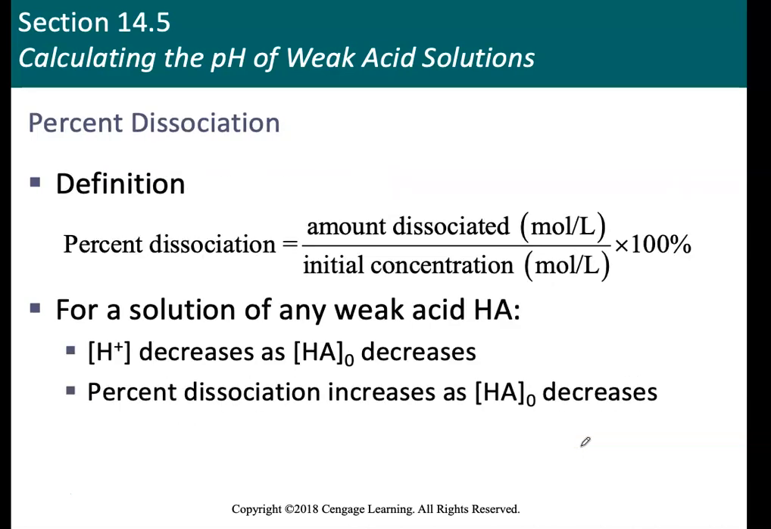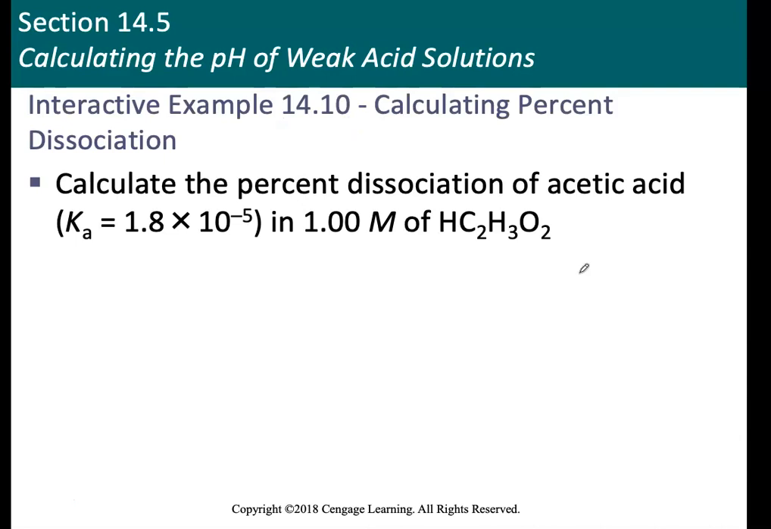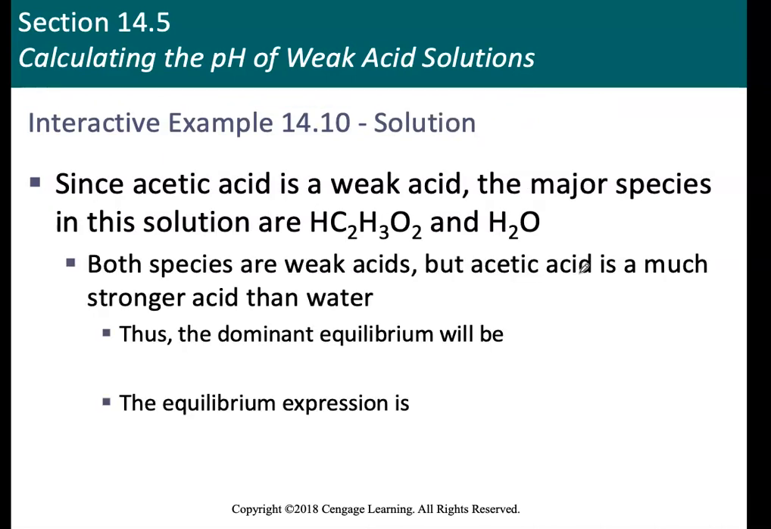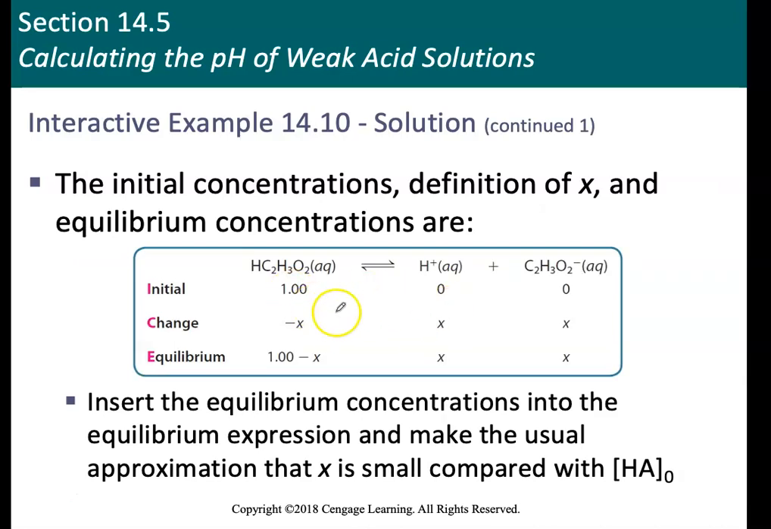Okay. So finally, there is a way of representing weak acids by their percent dissociation. So percent dissociation or percent ionization is the amount dissociated over the initial times 100. And that is something that we can calculate for the weak acid. So calculate the percent dissociation of acetic acid given that Ka value. So essentially we'll follow the same calculations.